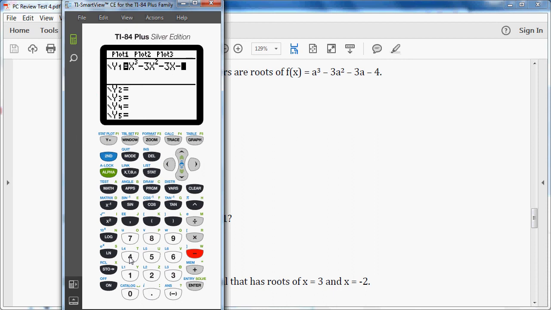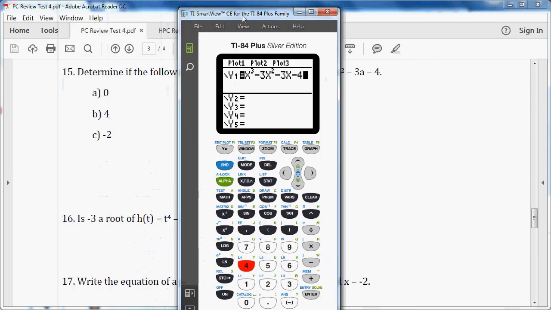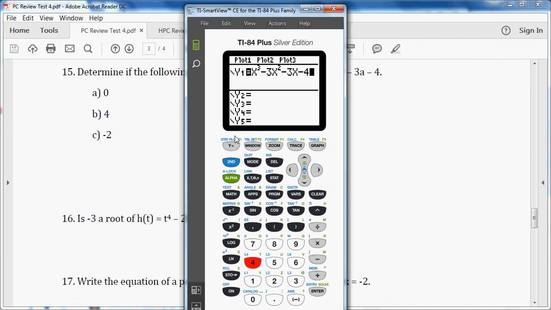Here we go. So I have the equation plugged in. Now I want to know if these three numbers are roots. So I go to the table. I'm going to look at these numbers and see if they make the equation equal 0.